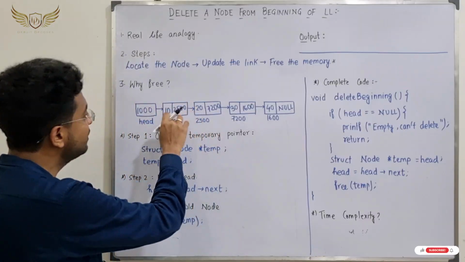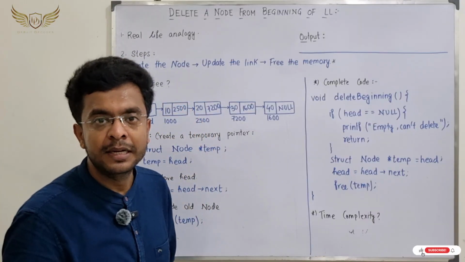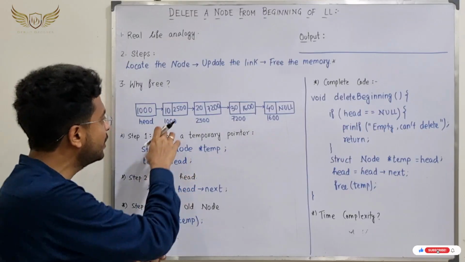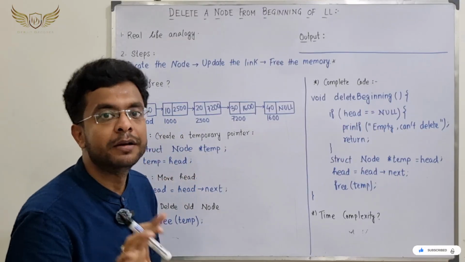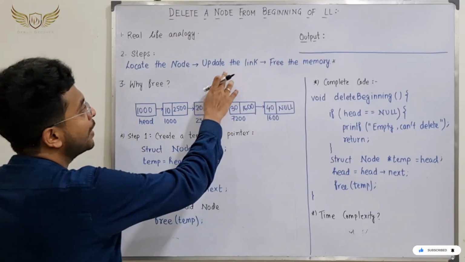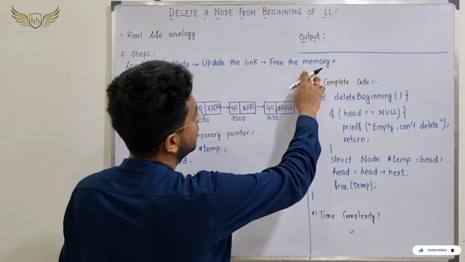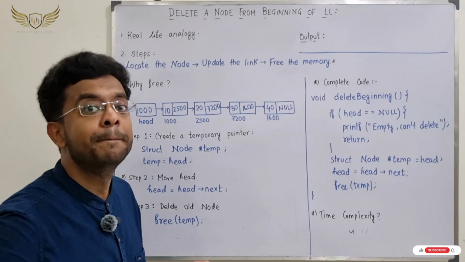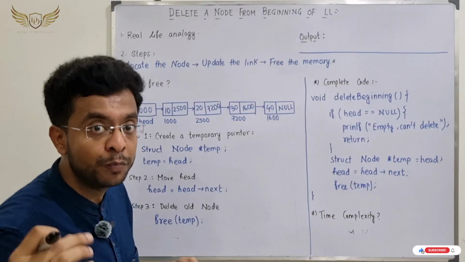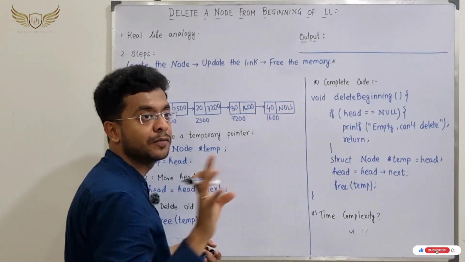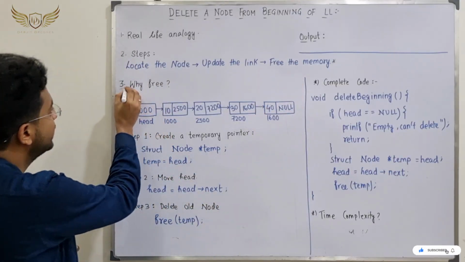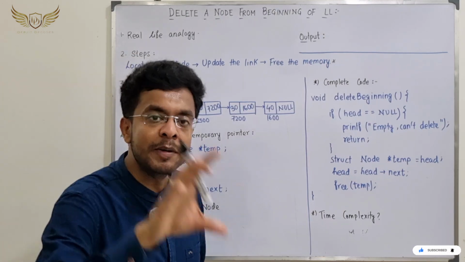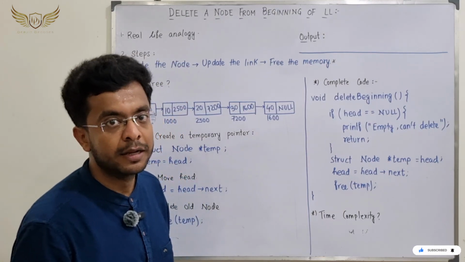But if you simply delete and do not free that location, because this node is not needed anymore, this particular memory location can be freed, right? That's why, after updating the link, we need to free the memory. Even though we have deleted, we need to free that as well for better memory management. We need to do this practice very, very carefully. So why free? This answer I have already given: because you need to free it so that this memory location can be reused again, right?